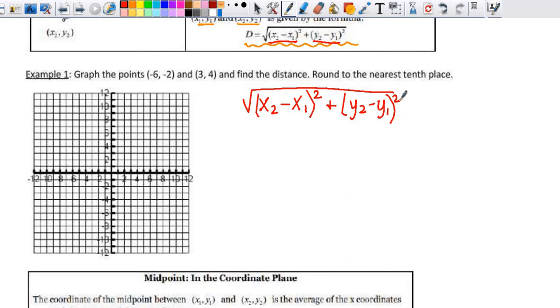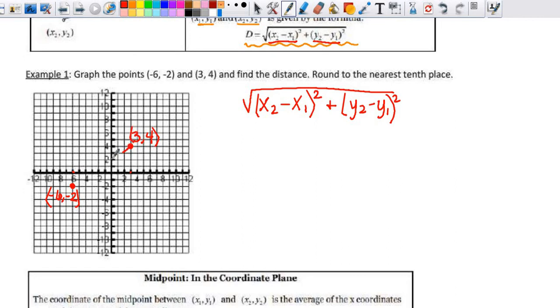All right, now the problem says graph the points (-6, -2) and (3, 4). And then we will find the distance. Let's go ahead and graph those points. So we go to -6 on the x-axis, and we will go down to -2. Notice that the graph, all the tick marks are going by 1, but it's labeled going by 2. So always double check that you know how your graph is presented. So (-6, -2) is right here. And then we've got point (3, 4) right here.